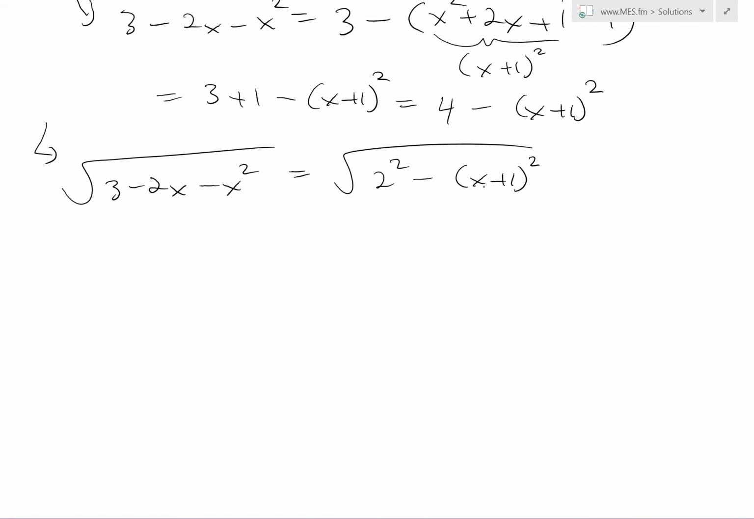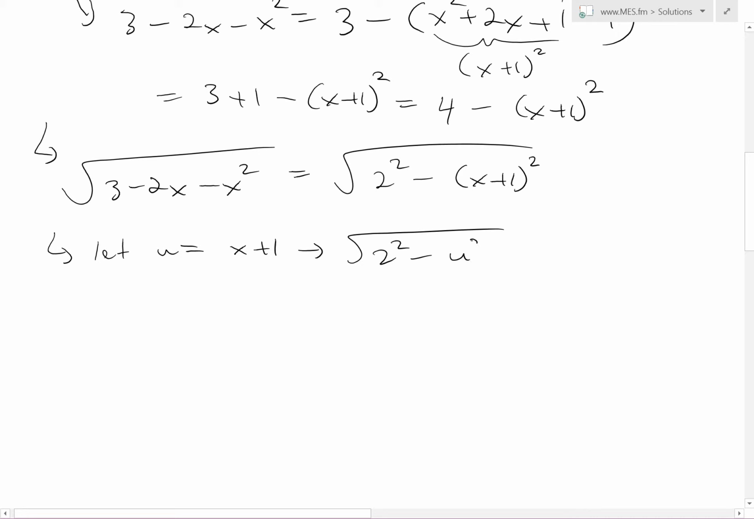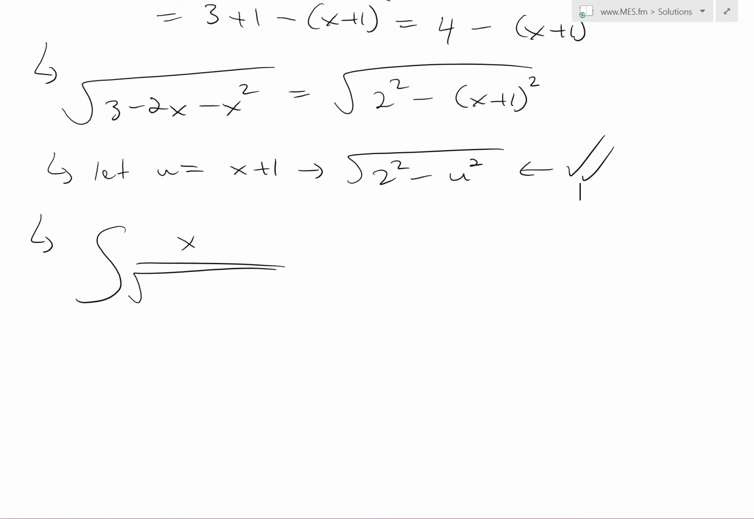So this is almost in the form that we're used to, so we let u equal x plus 1. So when we do this, then we get right here 2 squared minus u squared. As you can see, we have this, and then if we plug this all inside, we get the square root, and this one we are used to. We know this one from earlier videos, how to use trig substitution, so make sure to watch those videos.